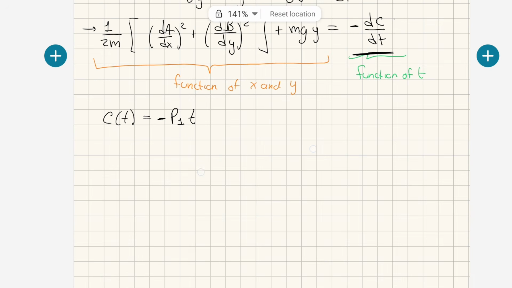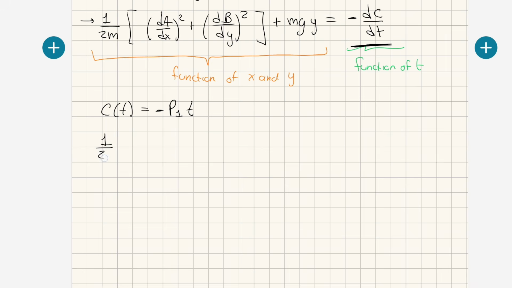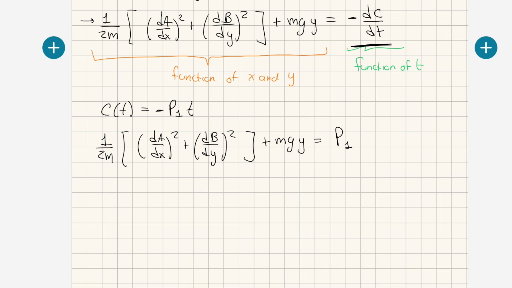Perfect. Okay, so since this was equal to a constant, the left hand side of the equation is also equal to a constant. So what is that constant going to be? Well, we named this as p1. Of course, if we take the derivative of this, we get minus p1, but minus the derivative of that is just p1. So that means that we can set 1 divided by 2m times the derivative of a with respect to x squared plus the derivative of b with respect to y squared plus mgy is equal to p1.